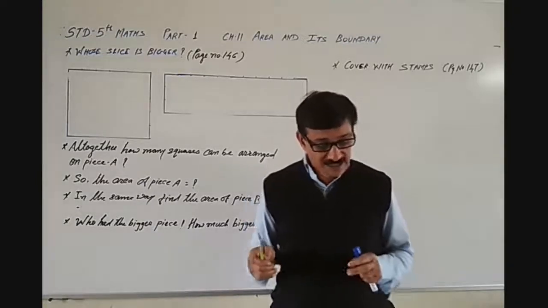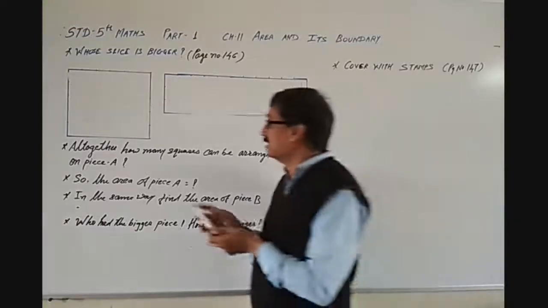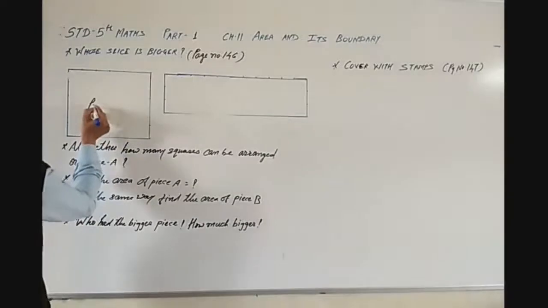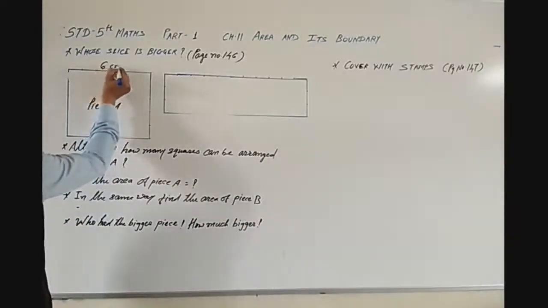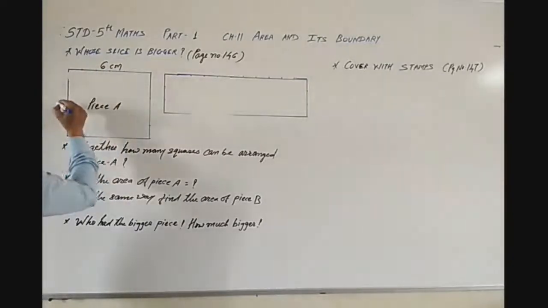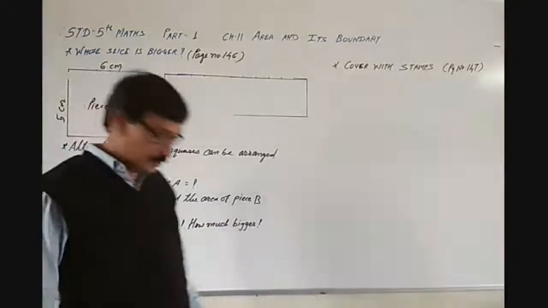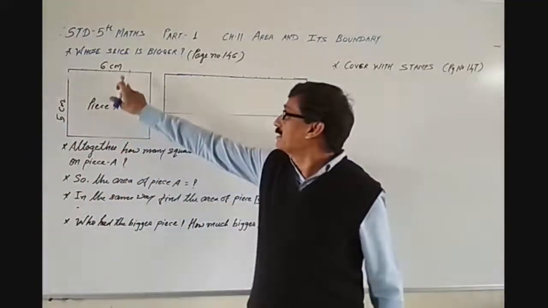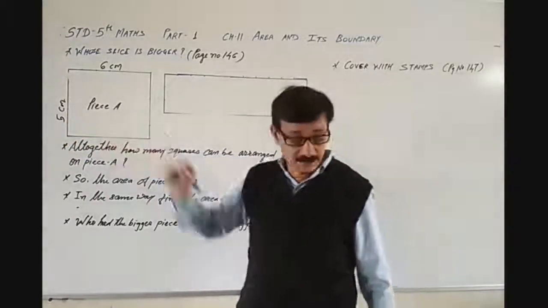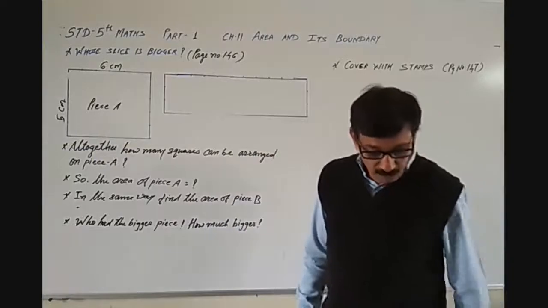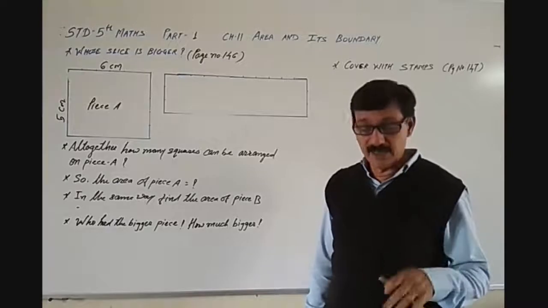The length of piece A is 6 cm. Let me show you, this is piece A, this is 6 cm, and this is 5. So the length of piece A is 6 cm and its width or height is 5 cm. 6 squares of 1 cm can be arranged along its length.